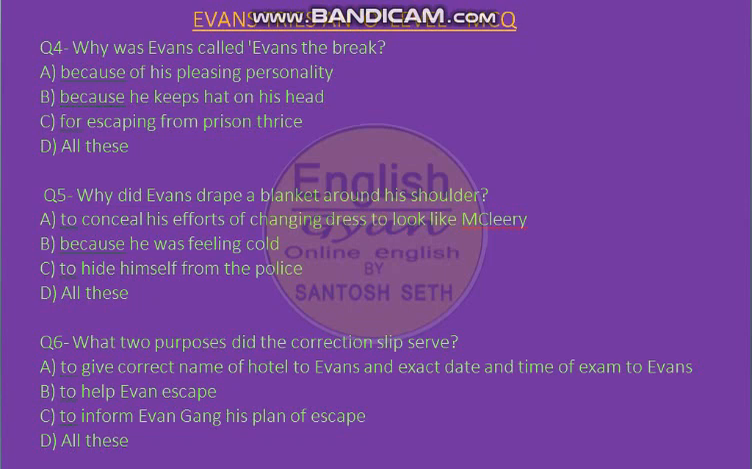Why did Evans drape a blanket around his shoulder? Option A. To conceal his efforts of changing dress to look like McCleary, B. Because he was feeling cold, C. To hide himself from the police, D. All these. Question number 6. What two purposes did the correction slip serve? A. To give correct name of hotel to Evans and exact date and time of exams to Evans, B. To help Evans escape, C. To inform Evans' gang his plan of escape, and D. All these, all the above.